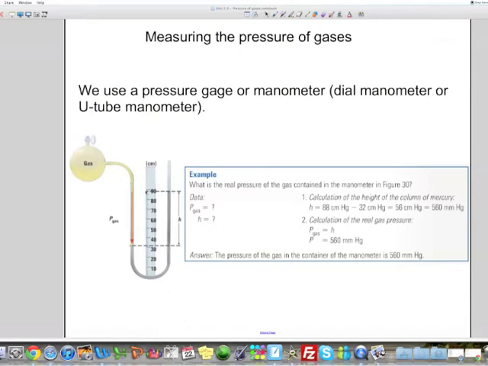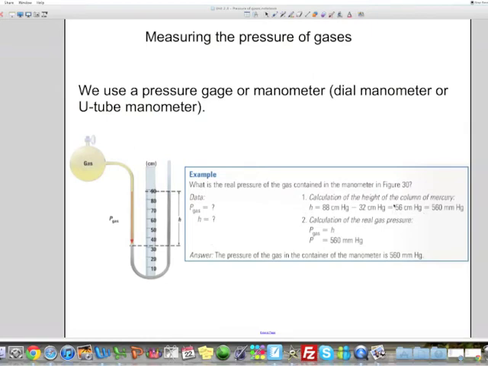Then what we will do is measure the height. How much did it move by? Because obviously, initially, it would have been leveled off on both sides. So now, it's at this level here and at this level here, the difference can be read on this graduated scale. So they did the calculation for you here.